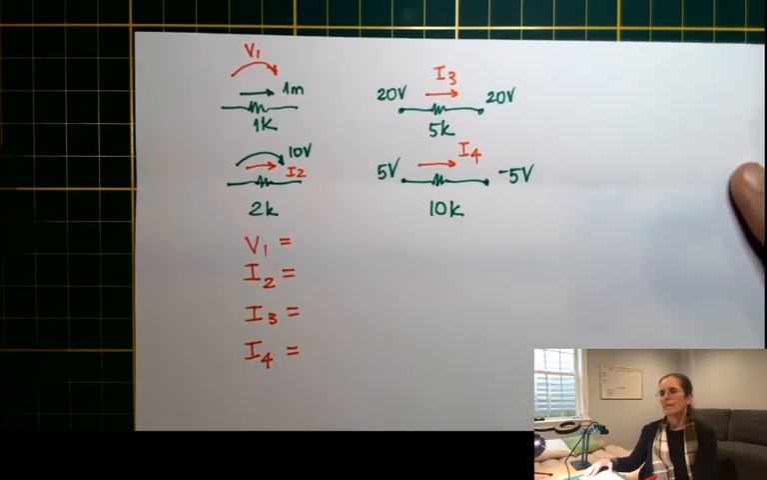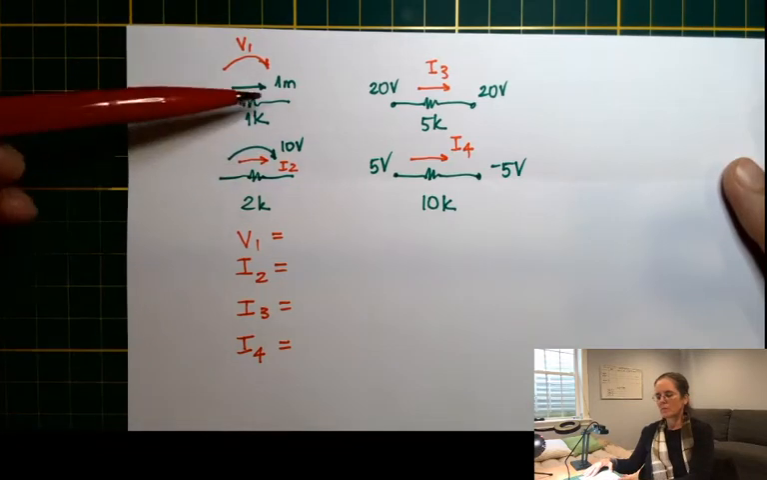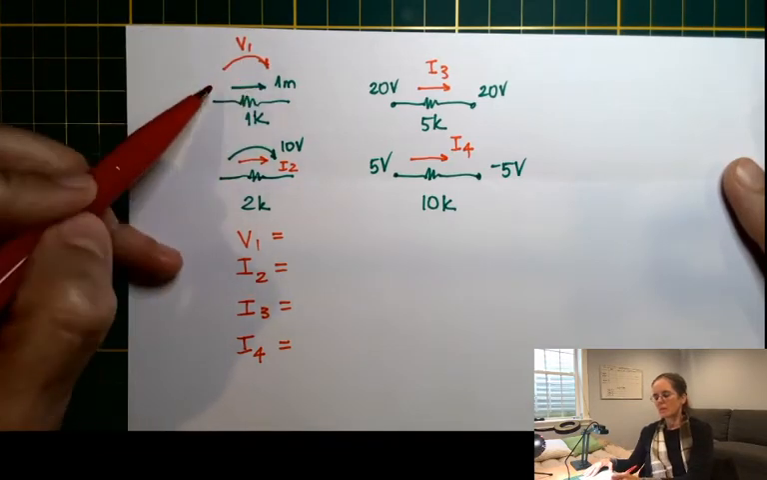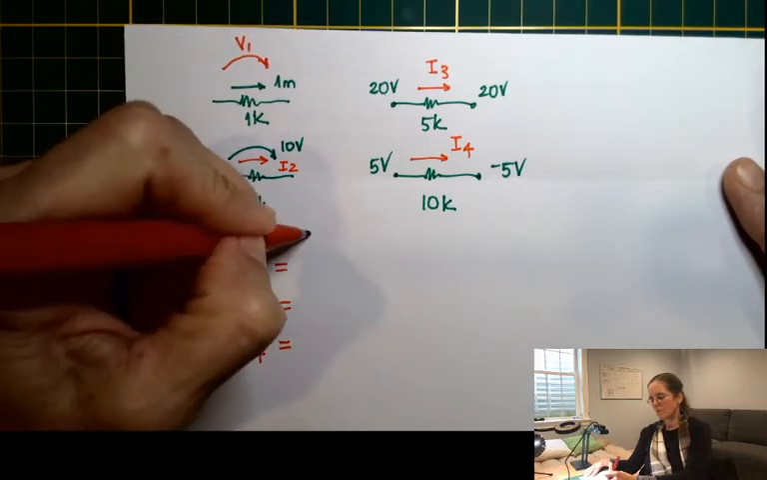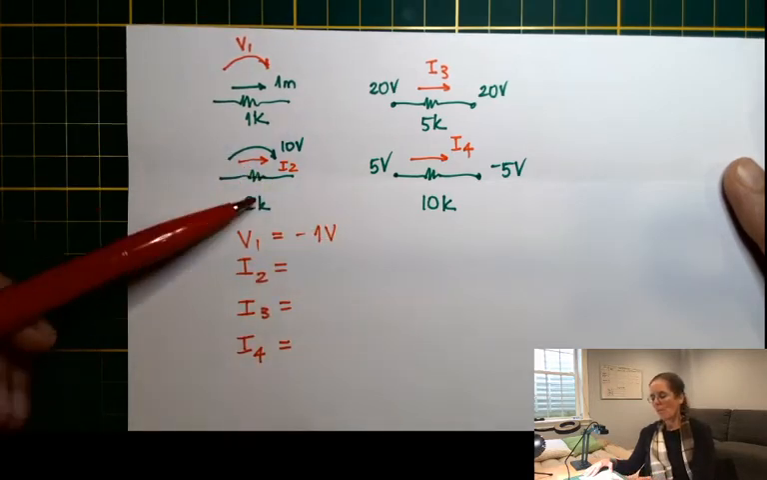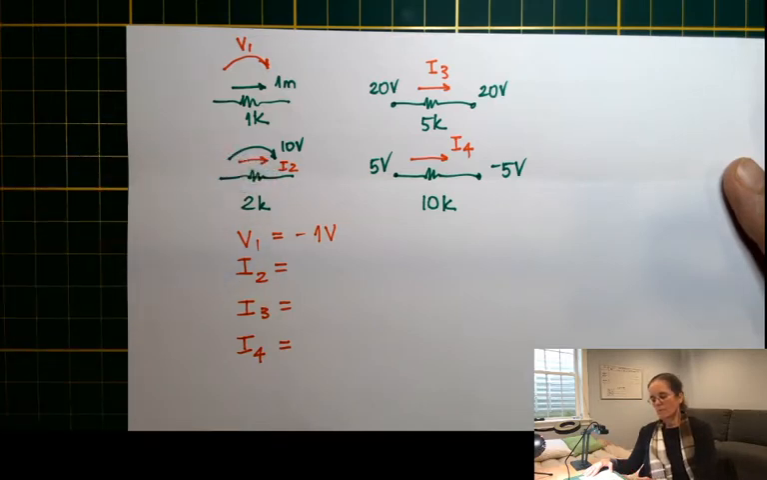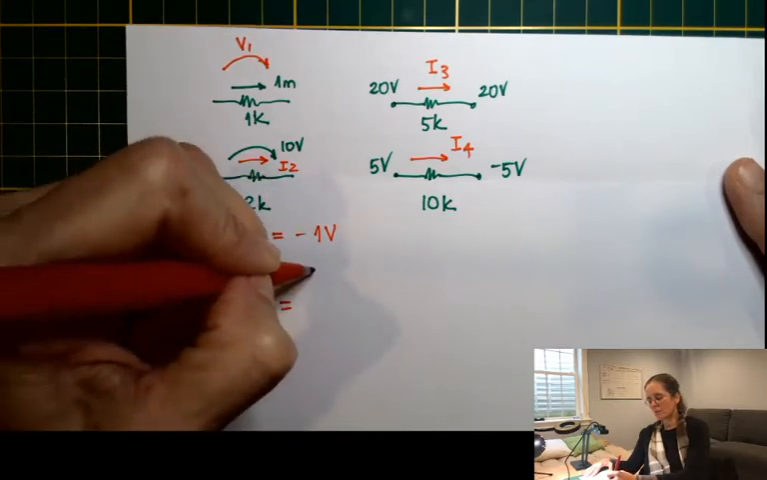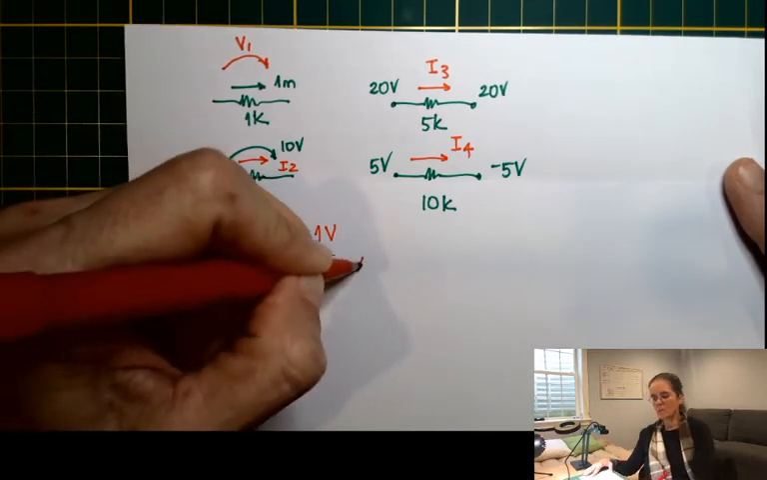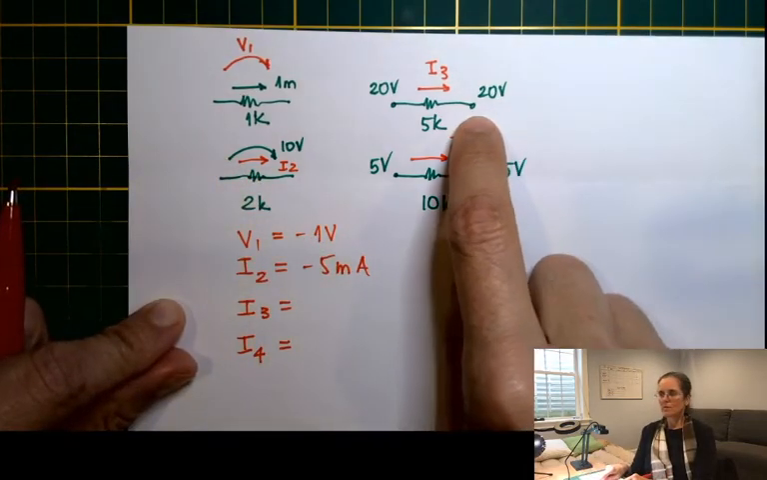So the first question here, the 1K, if there's a 1 milliamp going that way, there is a 1 volt going the opposite way, so this is minus 1 volt, the V1. I2, there's 10 volts that way. 10 volts divided by 2K is 5 milliamps, but the current's going to go in the other direction, so it's minus 5 milliamps.